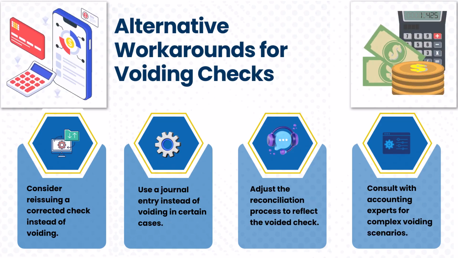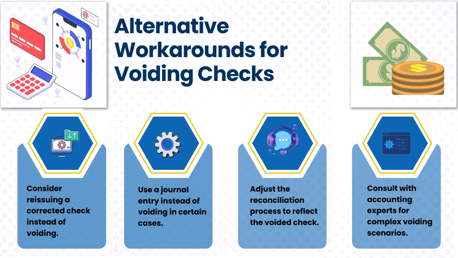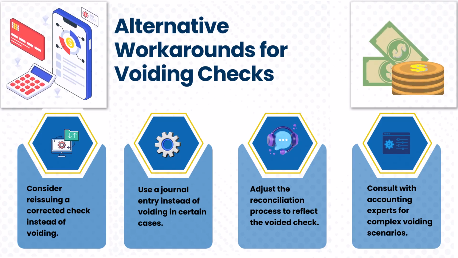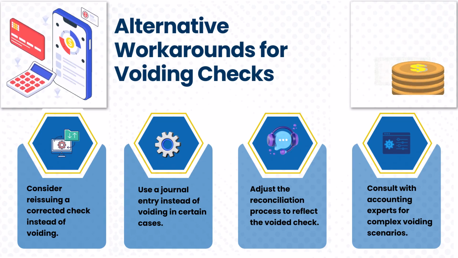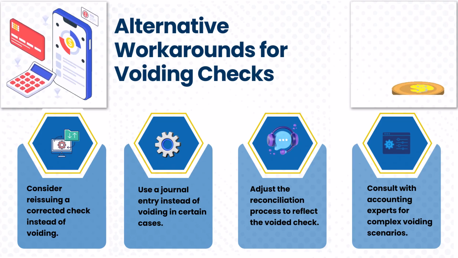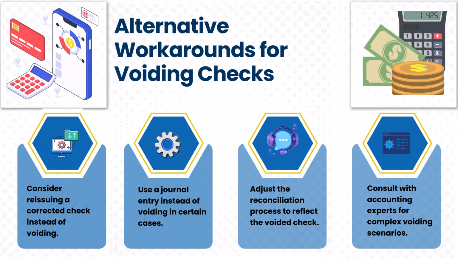Sometimes voiding a check isn't the best option, so let's explore alternatives. A journal entry can work in some cases, saving us from unnecessary voiding. Adjusting reconciliation helps keep records clean. Reissuing a corrected check might be the better move. And when things get tricky, consulting an expert is always a good idea, because even accountants need backup sometimes.